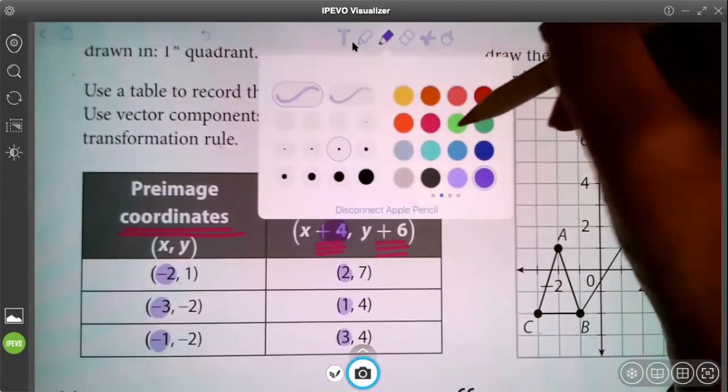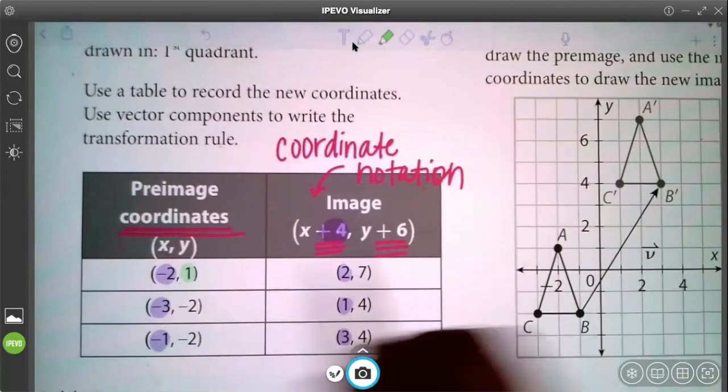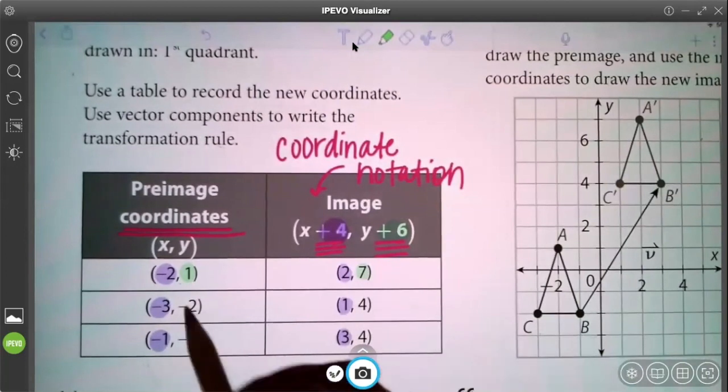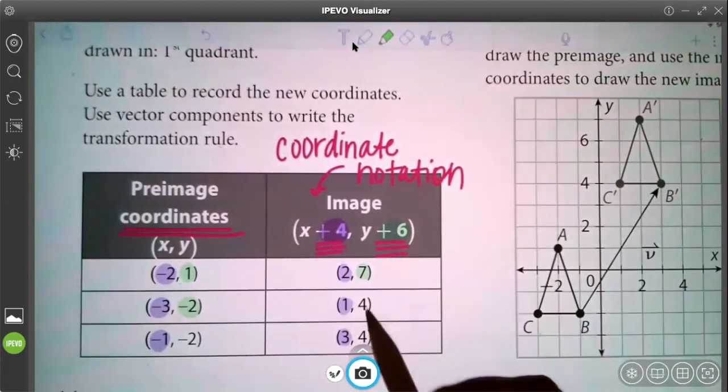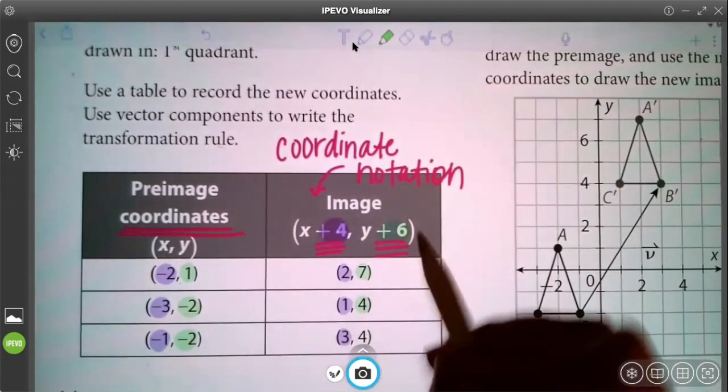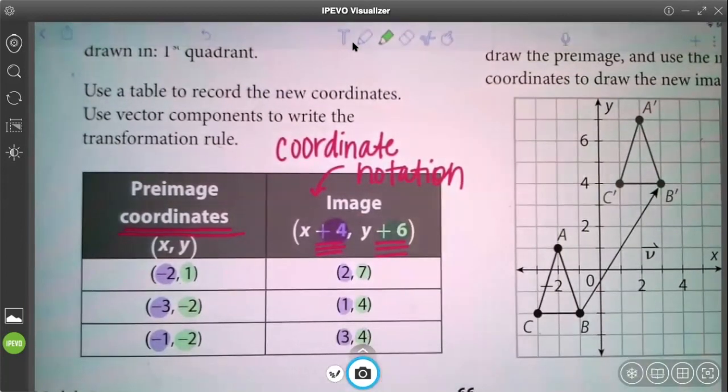The Y's should follow the rule as well. 1 plus 6 is 7. -2 plus 6 is 4. -2 plus 6 is again 4.